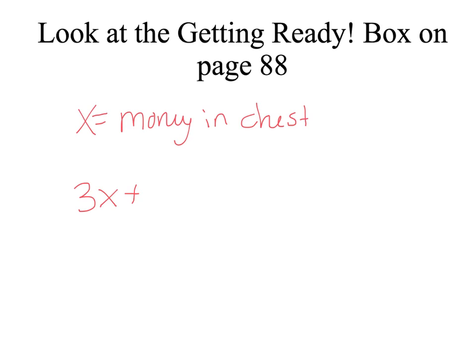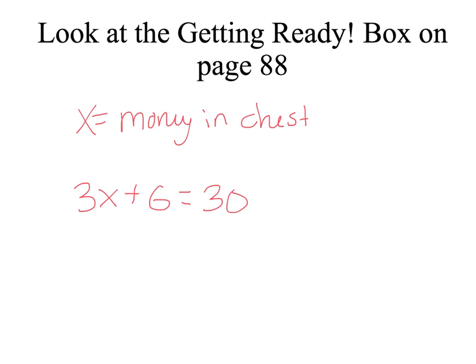Well, now let's just say x represents how much money's in the chest. So let me erase this so we can put that. x equals money in chest. So this time, if we have three chests, we have 3x plus 6 coins equals, let's see, 10, 15, 16, 17, 18, 19, 20, 21, 22, 24, 26, 28, 30. I believe the other side's equal to 30. So here it says how much money could be in each chest.